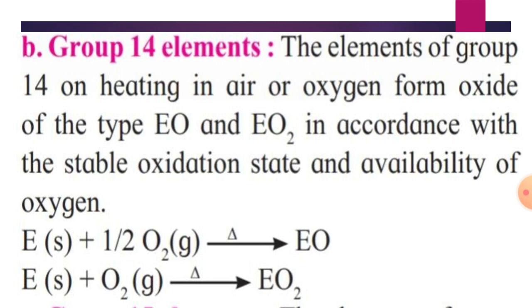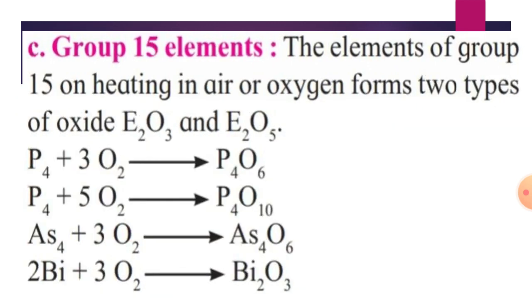Okay. Next reaction, E, that is any of the elements of group 14, when it is reacted with O2 and on applying heat, it gets converted into EO2. Fine. So this is the reaction of the elements of group 14 with air or oxygen. Let's move further towards the reaction of elements of group 15 with air or oxygen.